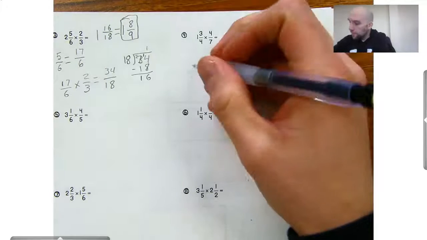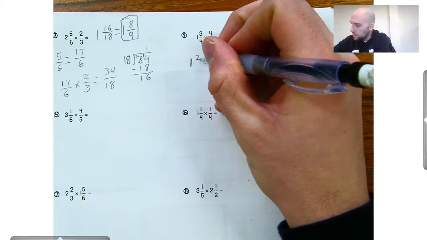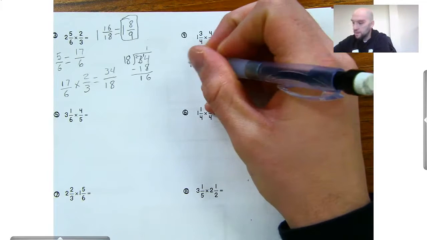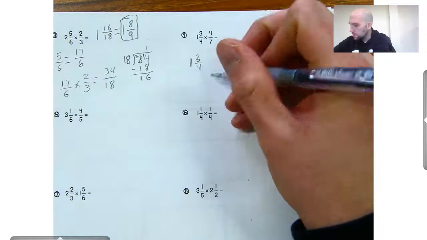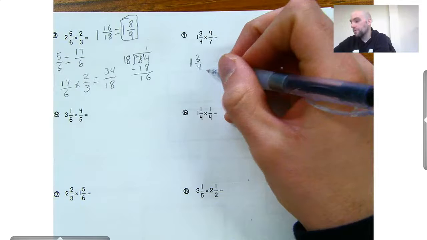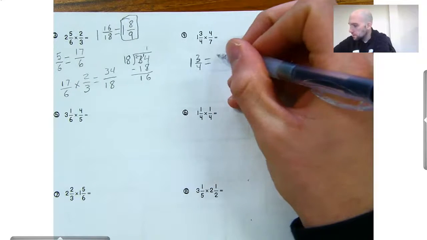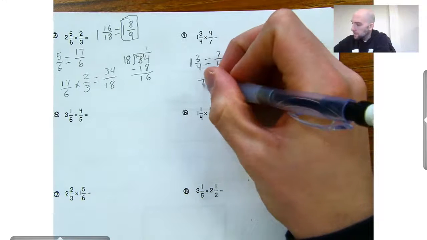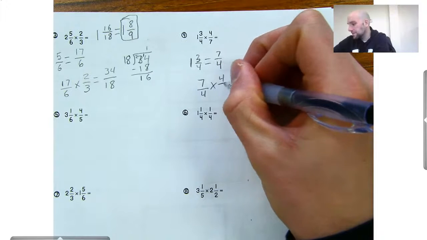So 1 and 3/4 turned into a mixed number. Well, I need to do 4 times 1 is 4, plus 3 is 7. And that makes sense because 1 would be 4/4. 4/4 plus 3/4 is 7/4. 7/4 times 4 sevenths.